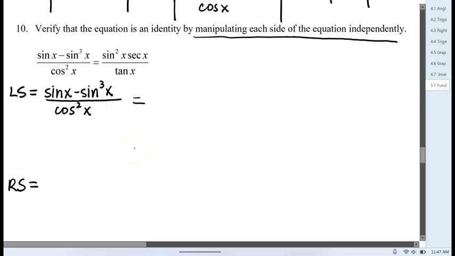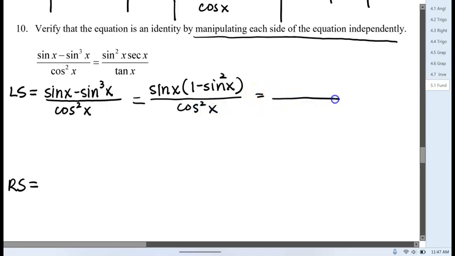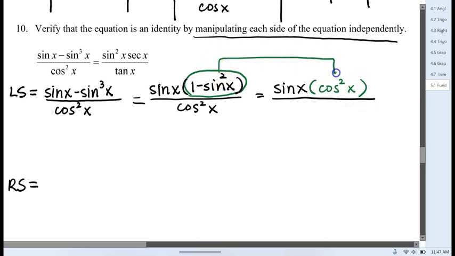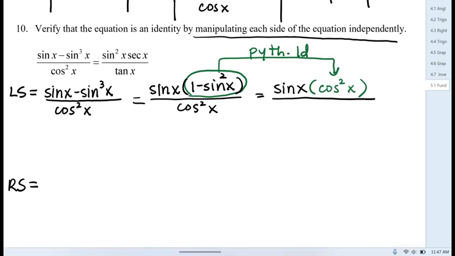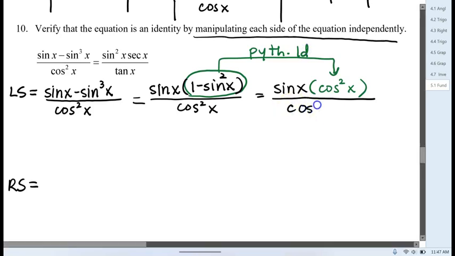So let's see. When I look at this expression on the left side, I notice that in the numerator, I can factor out a sine, which leaves me with 1 minus sine squared x. At this point, I hope that 1 minus sine squared x is making you think of a Pythagorean identity, because we see 1 in a squared trig function. If cosine squared plus sine squared is equal to 1, 1 minus sine squared is equal to cosine squared. So what's happening in green is I am using a Pythagorean identity to replace 1 minus sine squared.